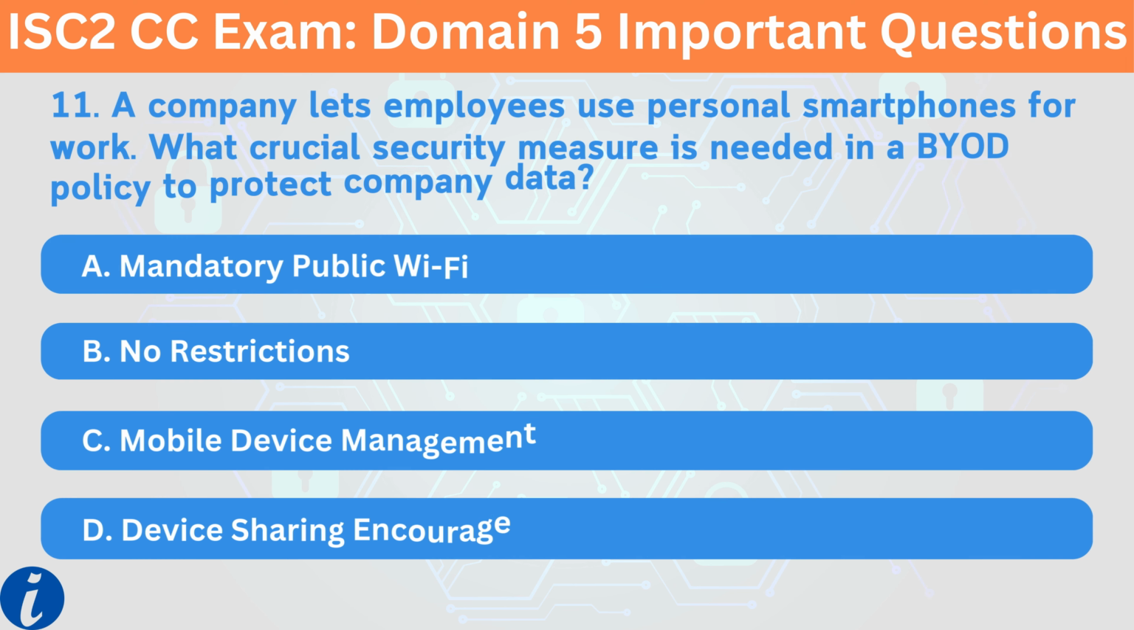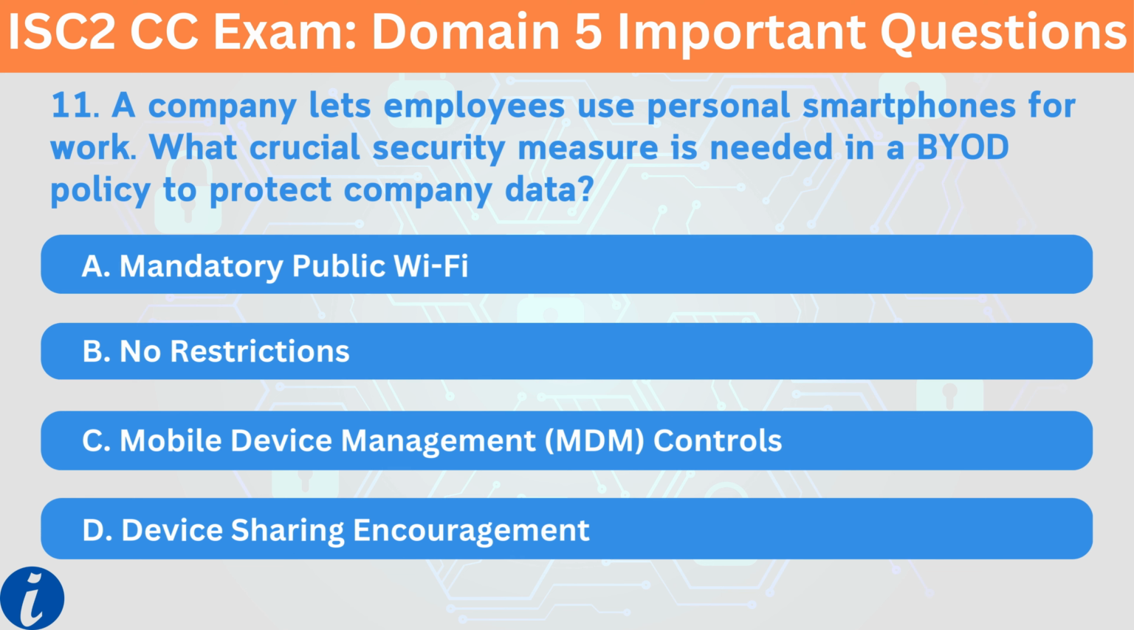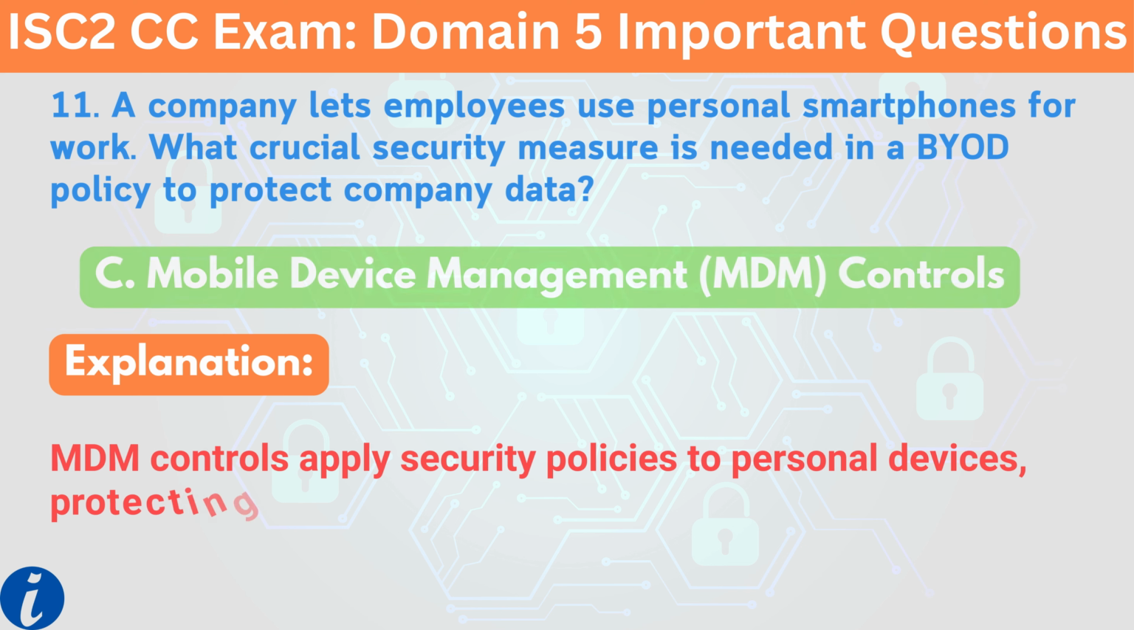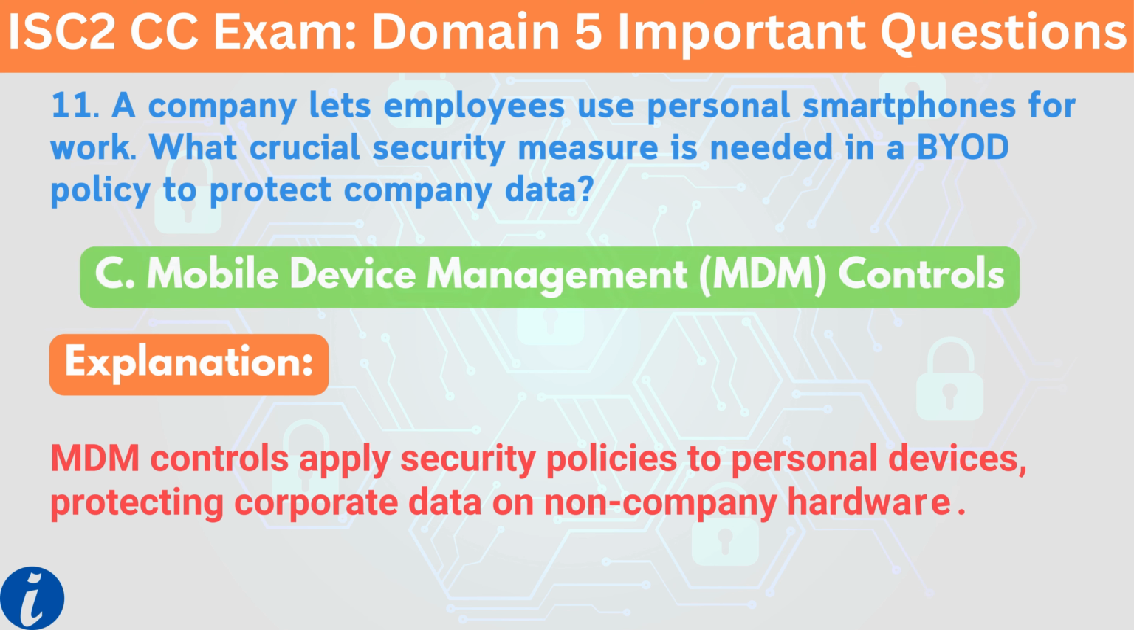11. A company lets employees use personal smartphones for work. What crucial security measure is needed in a BYOD policy to protect company data? A. Mandatory public Wi-Fi. B. No restrictions. C. Mobile device management, MDM, controls. D. Device sharing encouragement. The correct answer is C. Mobile device management, MDM, controls. Explanation. MDM controls apply security policies to personal devices, protecting corporate data on non-company hardware.